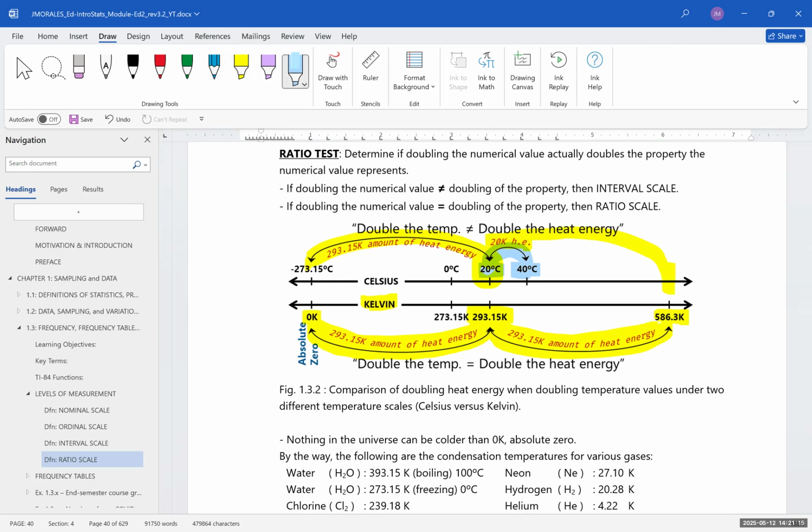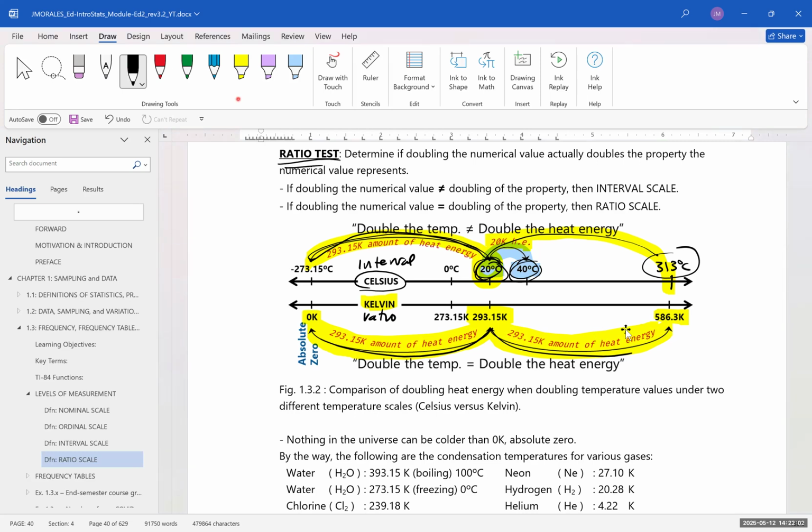Let's see, 273 plus 20, that would be 313, maybe 313 degrees centigrade roughly. So if we were to take 20 degrees centigrade and actually double the heat energy, it would be 313 degrees centigrade. But if we do it on the centigrade scale, taking 20 and doubling it to 40 doesn't truly represent a doubling of the amount of heat energy that's actually in an object measured at this temperature scale, this interval scale. So this is interval and this is ratio. This idea of doubling the quantity that the number represents is what we call the ratio test.